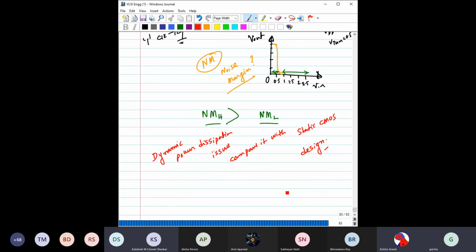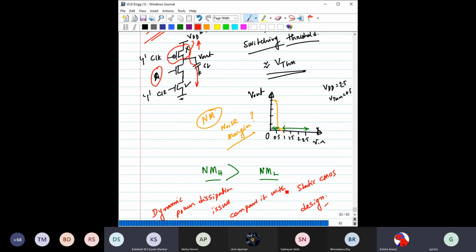So these are some of the issues. Other than that, there are other issues, for example, signal integrity issues. For example, charge leakage and charge sharing. These are two quite prominent leakage issues, or signal integrity issues, in dynamic CMOS circuits.